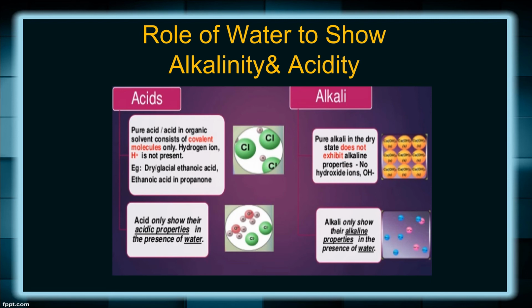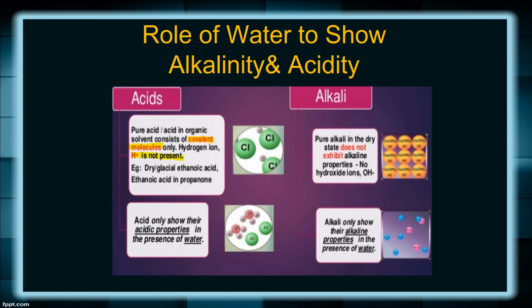Okay, let's look at acids. Pure acid or acid in organic solvent usually exist in the form of covalent compounds. So that is in the form of covalent molecules. So there are no hydrogen ions. Hydrogen ions are absent. So in the absence of hydrogen ions, they are unable to show their acidic properties.